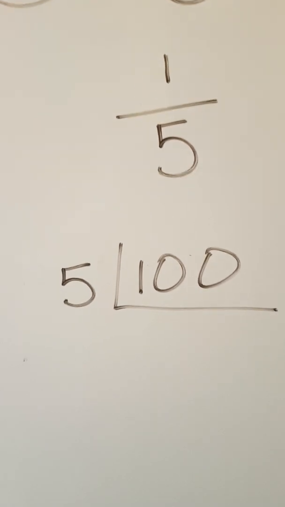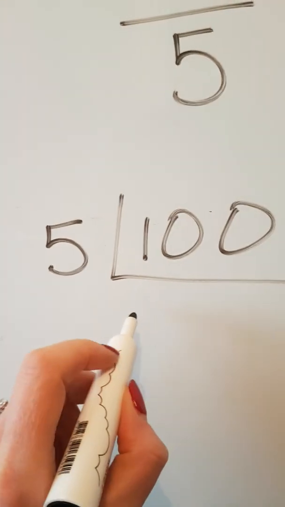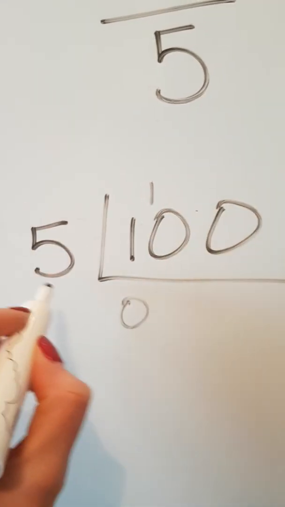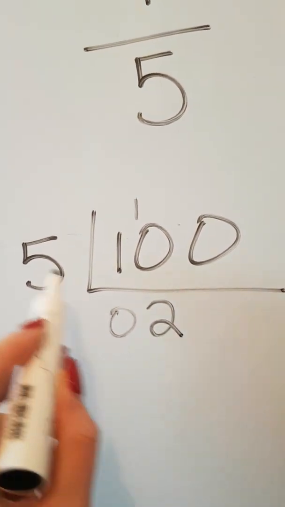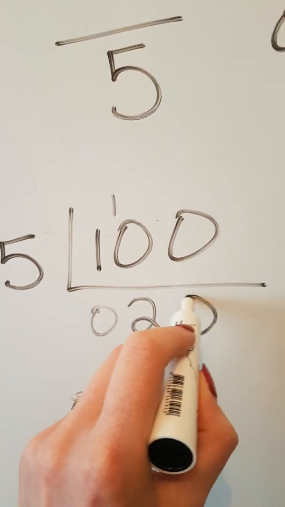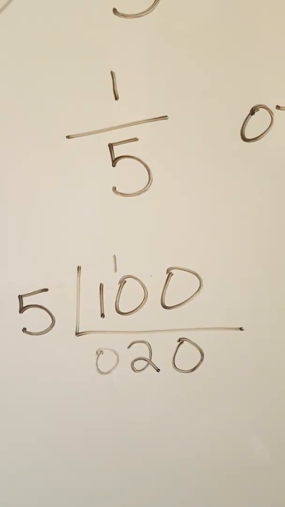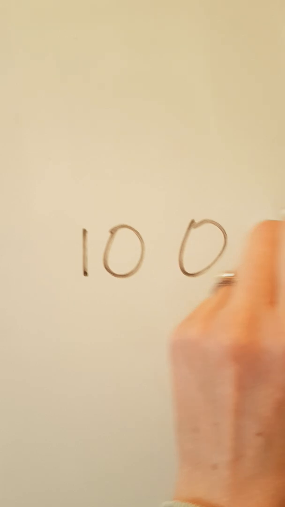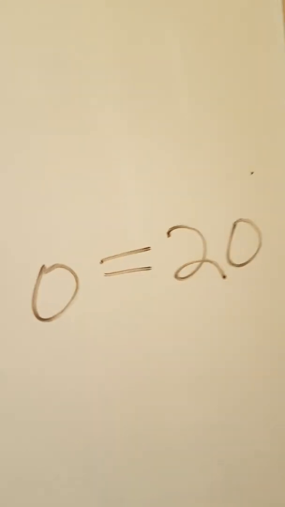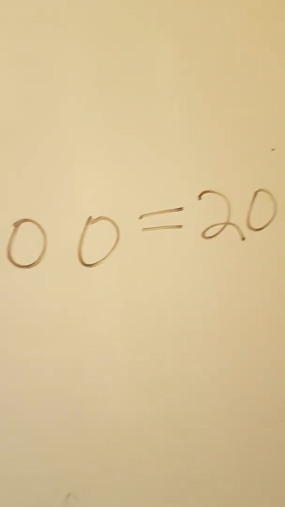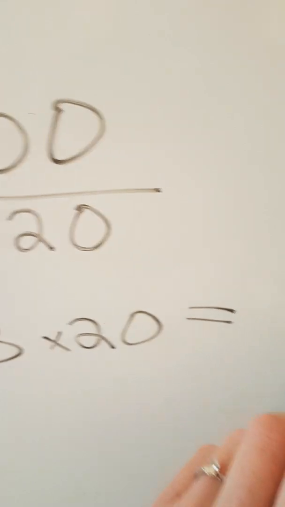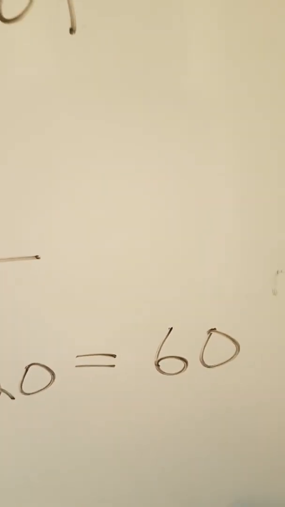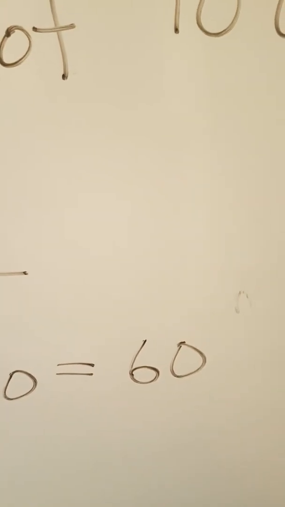So 100 divided by 5, so 5 into 1 doesn't go, so I'll have to bring that over. 5 into 10 goes twice, nothing left over, and then 5 into 0 doesn't go. So 1/5 of 100 is 20. But we need 3/5, so now we will say 3 times 20. So 3 times 20 is 60. So Pat got 60 answers correct.